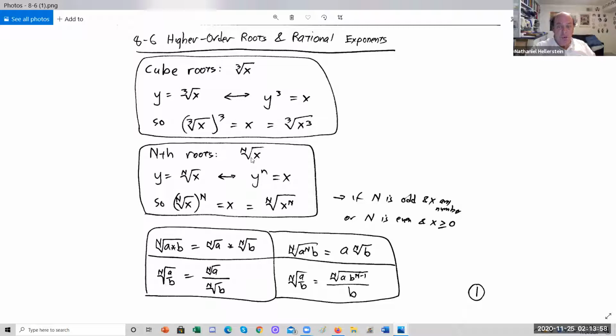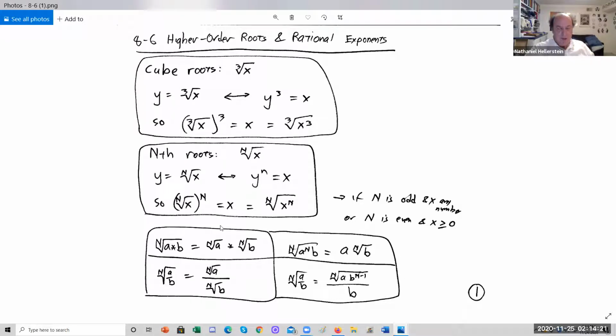The nth root of x: y is the nth root of x if and only if y to the nth power is x. So the nth root to an nth power is x, and the nth root of an nth power is x. This is okay if n is odd, then it works for negative numbers perfectly well. But if n is even, x has to be at least 0.